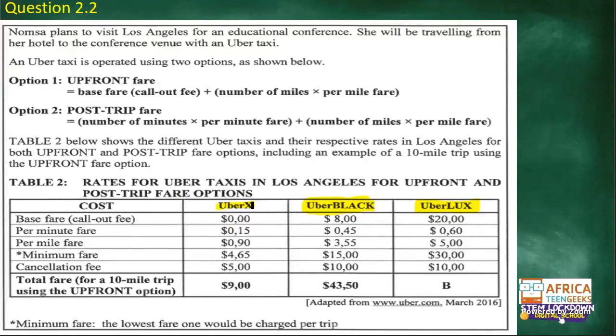Uber X would be your normal sedan, just your Toyota. Uber Black would be the BMWs, the Mercedes Benz. And Uber Lux, I don't know, because we don't use Uber Lux this side, but I assume it's the more luxurious one, probably a limo. But you can clearly see from the different prices that there are different types of cars involved. So this is me explaining so that you can understand the table here. Then we'll get on to answering questions.